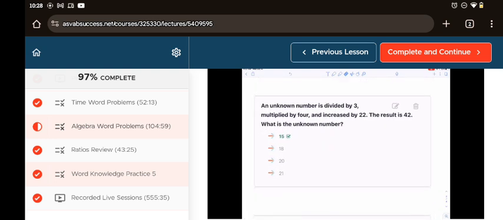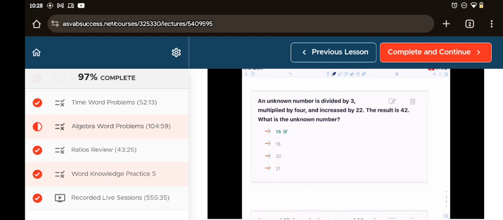All right, it says, an unknown number is divided by 3, multiplied by 4, and increased by 22. The result is 42. So we did a question similar to this a little while ago. If you want to pause and try this question on your own, now's a great time to do that. If not, or when you're ready, we'll go ahead and review it together. So an unknown number, so x, is divided by 3, multiplied by 4, and increased by 22.